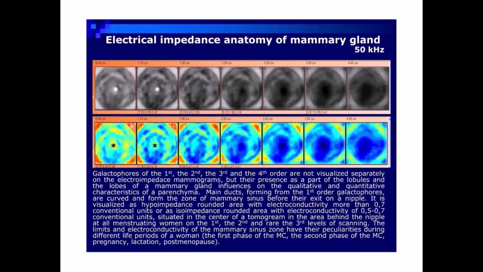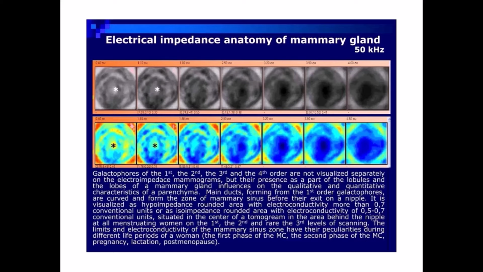Electrical impedance anatomy of mammary gland, 50 kHz. Galactophores of the first, the second, the third and the fourth order are not visualized separately on the electroimpedance mammograms, but their presence as a part of the lobules and the lobes of a mammary gland influences the qualitative and quantitative characteristics of a parenchyma.